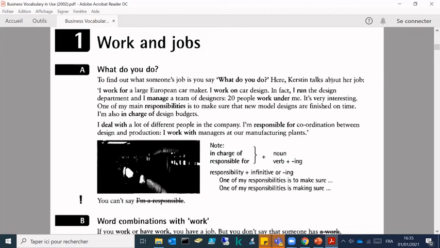Now, if you want to say, for example, one of my responsibilities is, you can say one of my responsibilities is to cook. When I say is without using to, then I have to say one of my responsibilities is cooking. So when I say to, then I have to just give the infinitive of the verb, which is just the verb as it is.